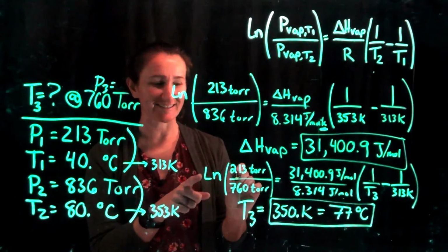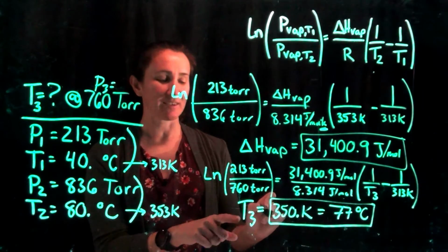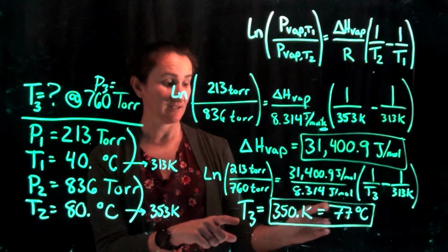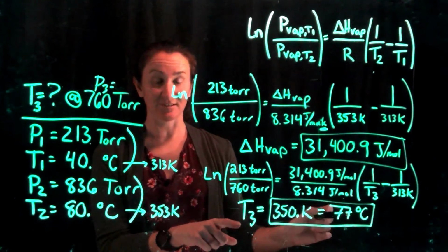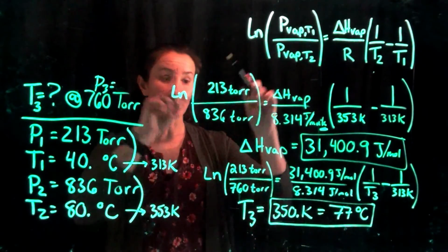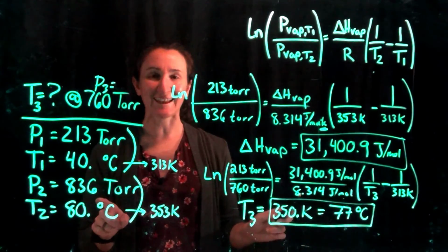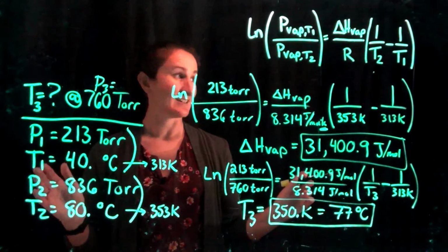Make sure you got this. Okay, and you should end up with T3 is 350 Kelvin, which is 77 degrees Celsius. And this is a really big problem, about as hard as I can make it for a Clausius-Clapeyron equation.